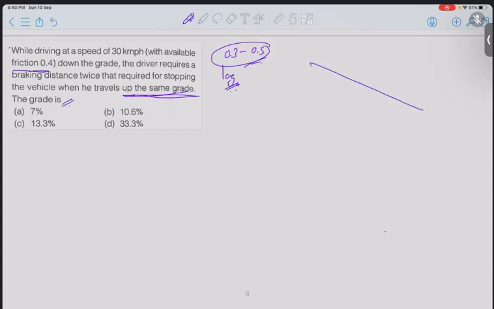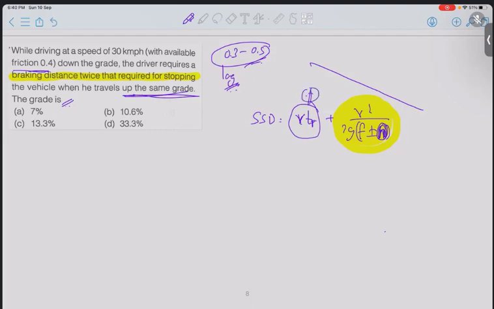If you remember, I said the stopping sight distance is actually V times the reaction time plus V square by 2g(f plus minus n). So they are asking this n from us here. And the hint they have given is that they are saying the braking distance. So this part only we have to consider. That's why we don't have to worry about the reaction time and everything.